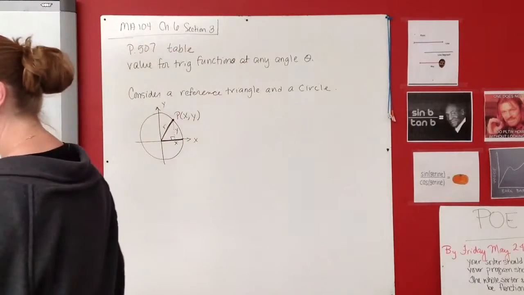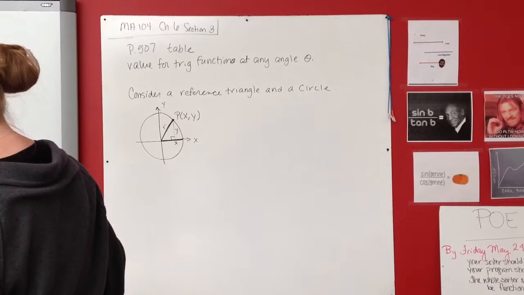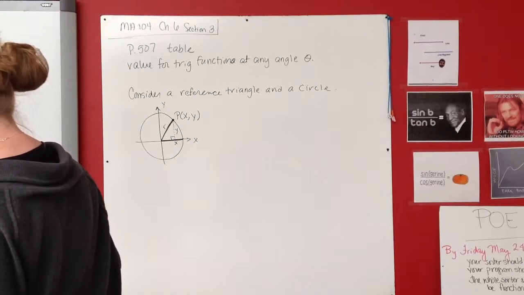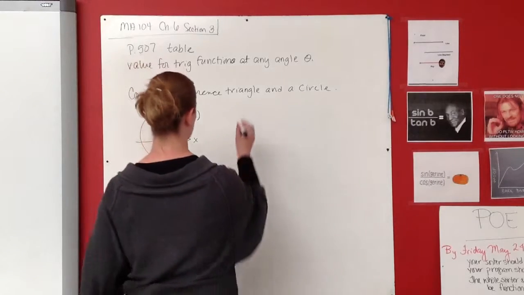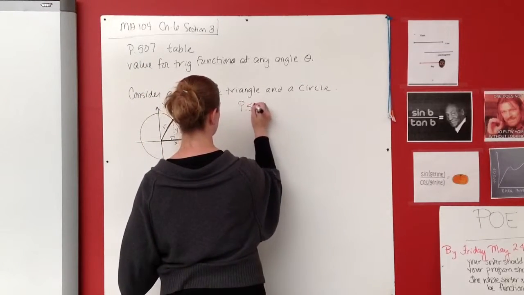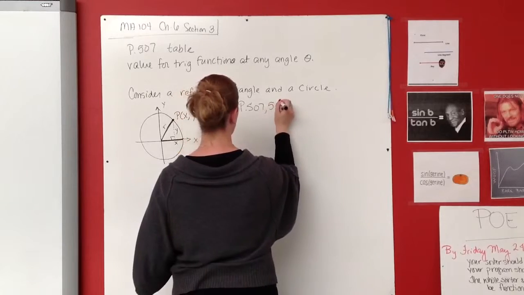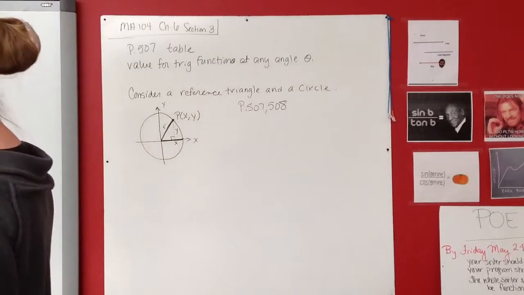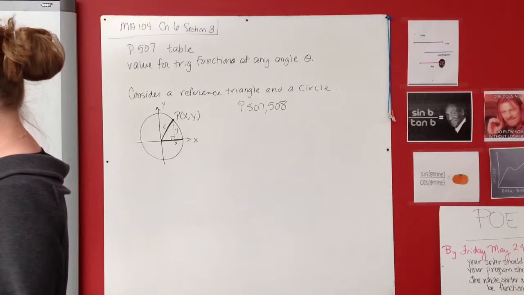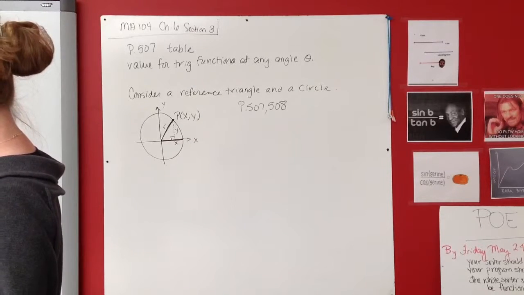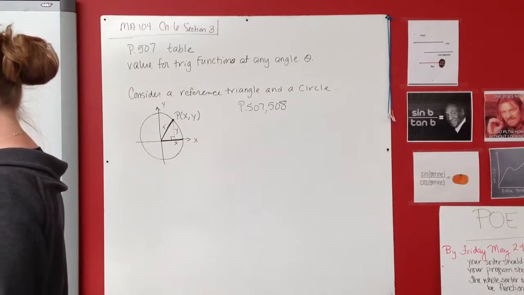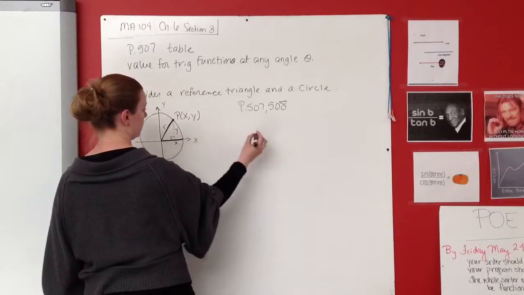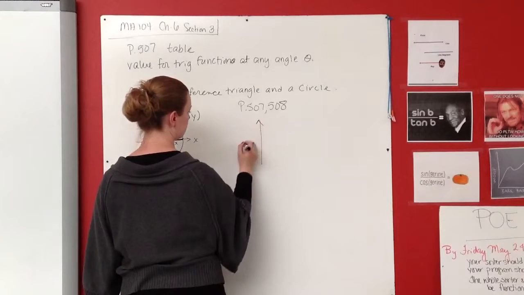It's probably a good idea to look at the pictures on page 507 and 508 of all the different circles. On page 507, it gives you a number of pictures of how to construct your triangle from the circle. On page 508, what's important are the quadrants and the signs of your x and y coordinates within each quadrant.